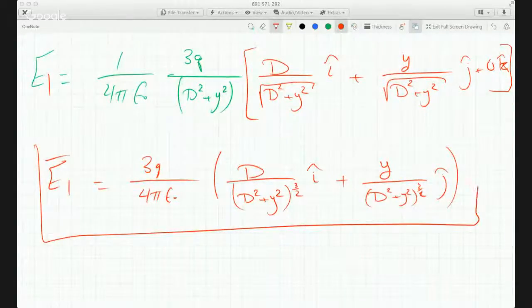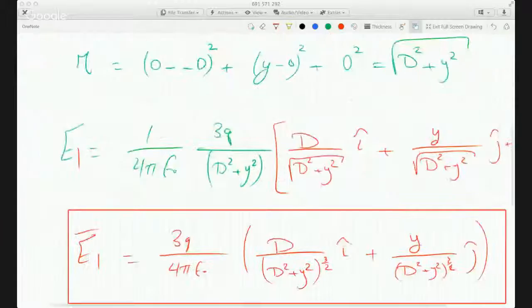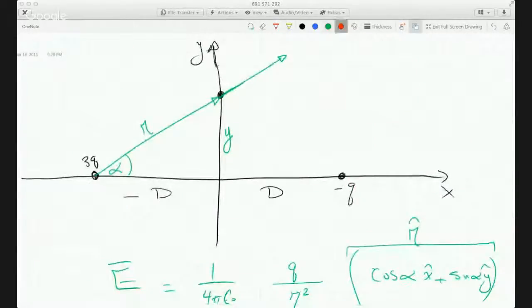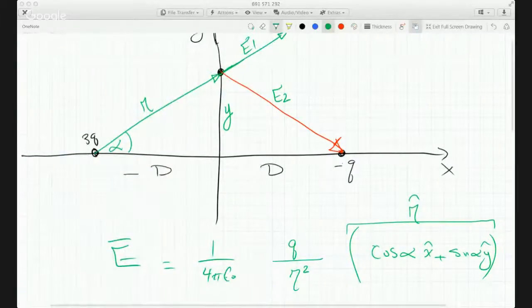So this guy here is the first E. Let's go to the second charge. If you draw it from the same point here, this is a negative charge, so the electric field will go towards it. It's going to go down like this. This here was E1, and now we're going to do the same exact thing for E2, except that E2 will have a negative y.